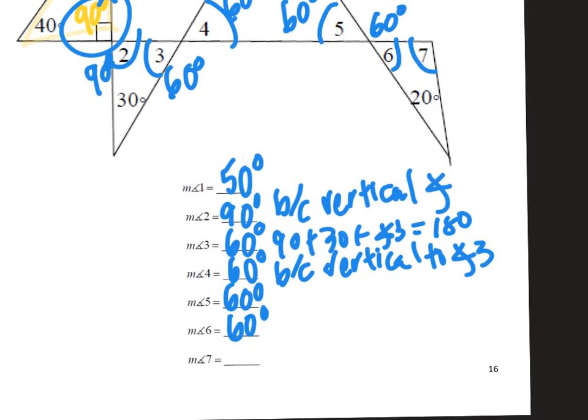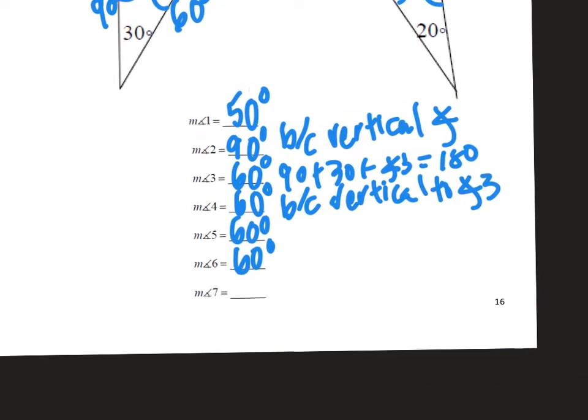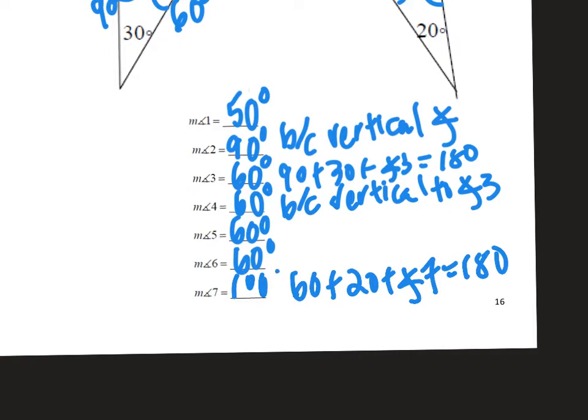So for my last angle, angle 7, I can use my triangle sum theorem again to figure out what my missing angle measure is, right? So I know that I have 60 plus 20 plus the measure of angle 7, which I'm just going to write as angle 7, equals 180. And I can do my simple math again to solve for angle 7. I know that 60 plus 20 is 80. I'm going to subtract 80 on both sides. And when I do that, I get that angle 7 equals 100 degrees.